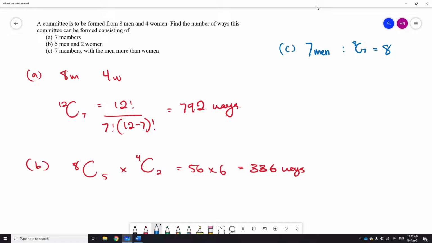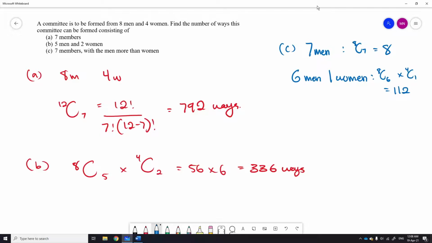Okay, so the next thing that could happen, the committee could consist of 6 men and 1 woman. This is still correct based on the condition where the number of men is more than women, and there are still a total of 7 members. So for this one, it will be 8C6 multiplied by 4C1. So we have 112.